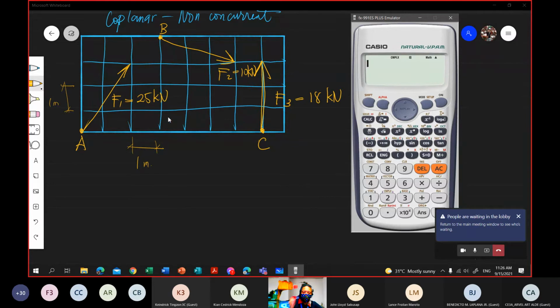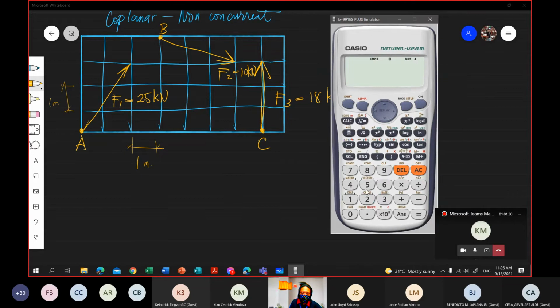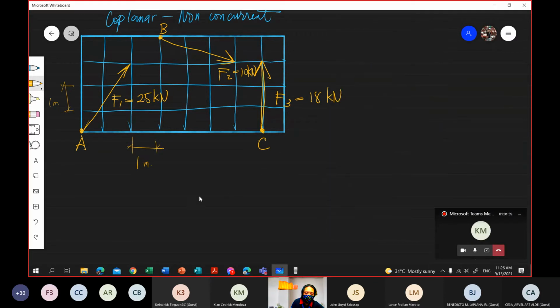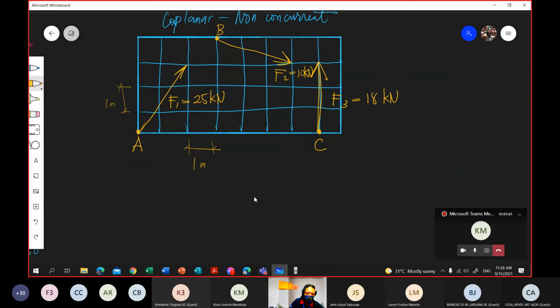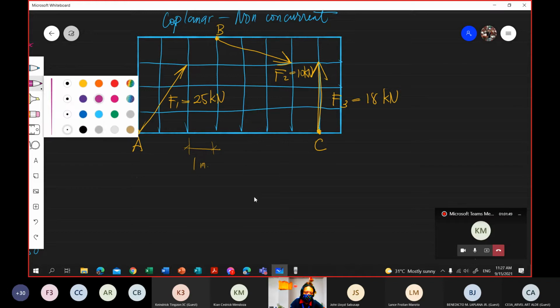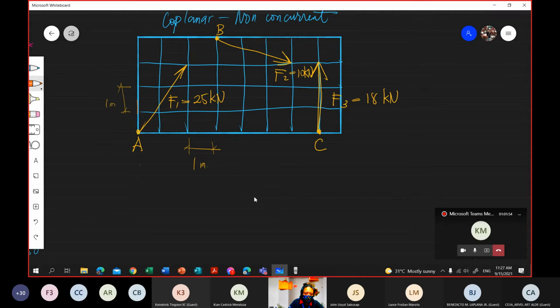Let's start with F1. You have 25 acting at an angle. What angle? With the positive x-axis, take note. So draw the x and y components there too, in violet or orange.